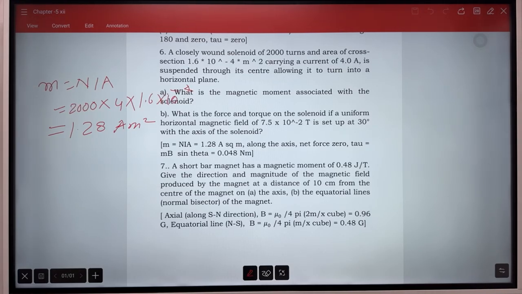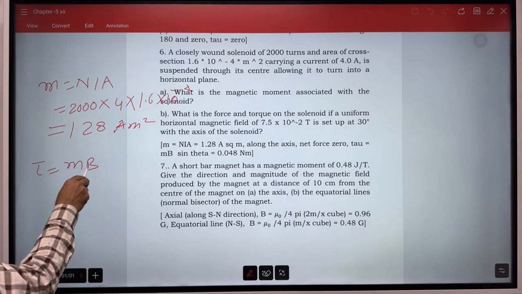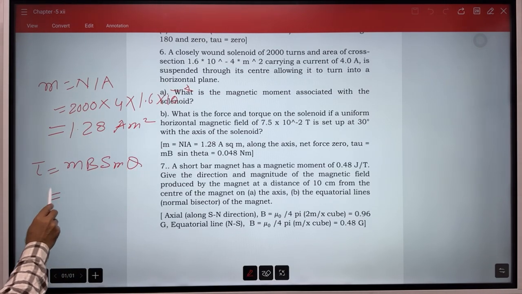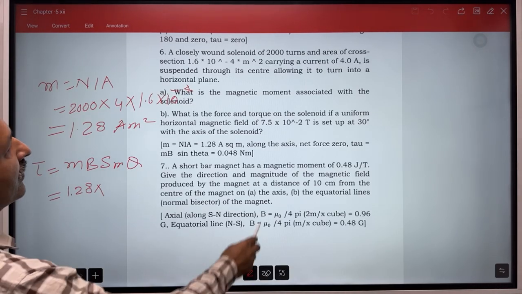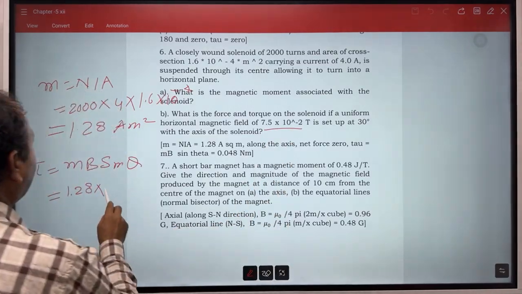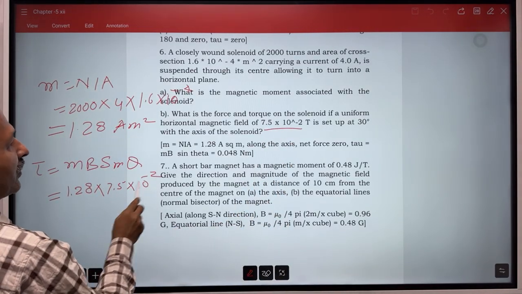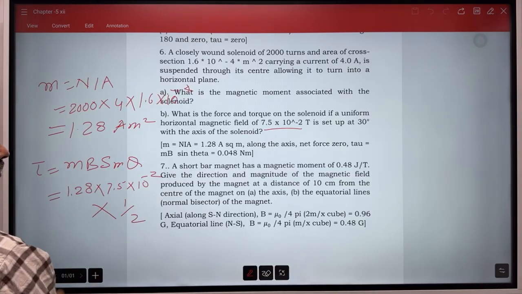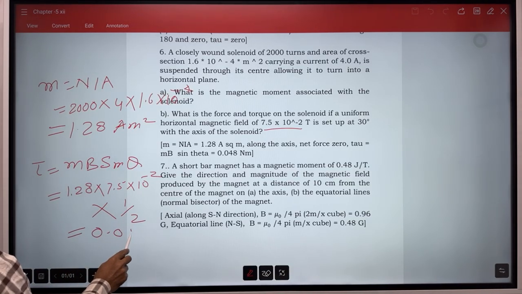So that force is 0, as you know, but torque will be there. Because the field is uniform, force will not be there. And torque can be found by putting the formula tau = MB sin theta, right? So M we have already found, that is 1.28, and magnetic field is given as 7.5 × 10^-2, into sin theta. Sin 30 degrees is 1 by 2. So we can evaluate, and this comes out to be 0.048 newton meter.